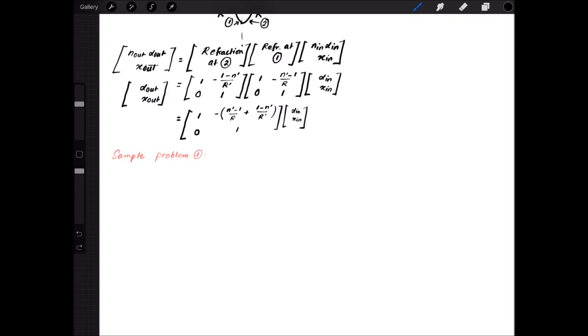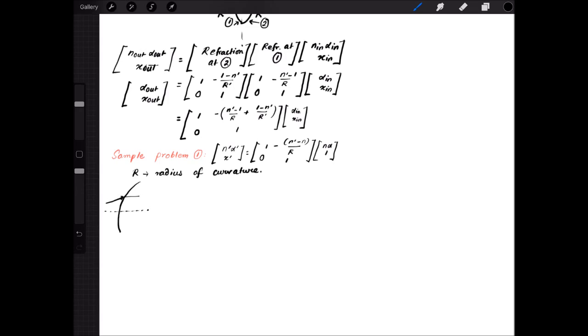So that was n prime alpha prime x prime equals. So this was the system description. Okay, so here R is the radius of curvature, and we have to go from a case where we have a spherical surface to a case where we have a plane.